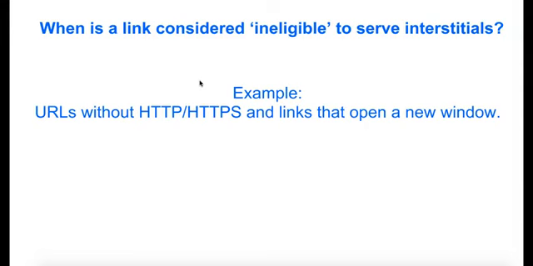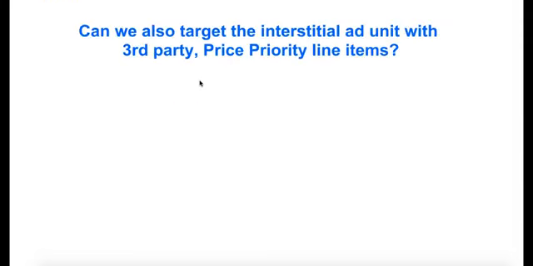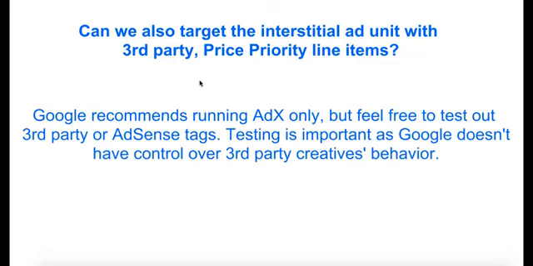That's considered ineligible. Can we target the interstitial ad with the third-party price priority line items? Now, Google recommends targeting it with Ad Exchange only, but obviously you have the option to target the ad unit with third-party price priority like we just did earlier today. But make sure to test it first, as Google doesn't have control over third-party creatives' behavior.